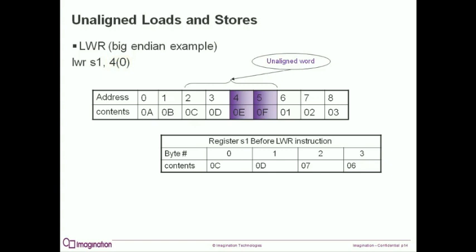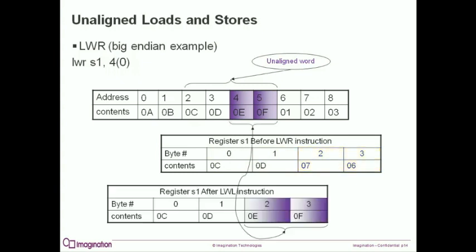To make it clear what is happening before the load starts, S1 contains hex C and D, which we already moved there using the load word left instruction, and a 7 and a 6 in the least significant bytes. After the load word left, you can see that bytes 2 and 3 now contain E and F, which was the value in the least significant bytes of the unaligned address.